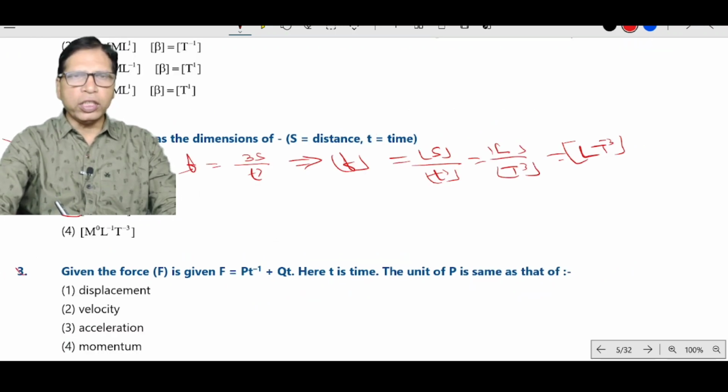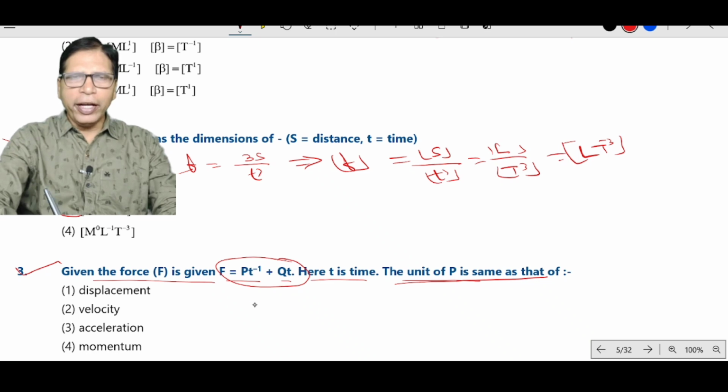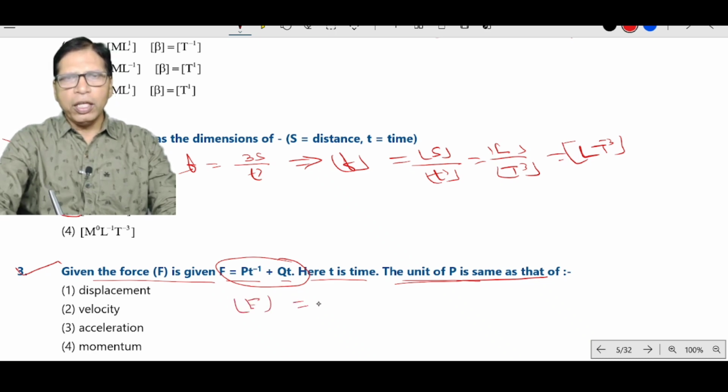Now, look at this question number 3. Given that the force is given F equals to P t to the power minus 1 plus q t. Here t is the time, the unit of P is same as that of. Look at this, these are the added terms. So added terms have same dimension, that is dimension of force equal to dimension of P t minus 1 is equal to dimension of q t. We have to calculate dimension of P.